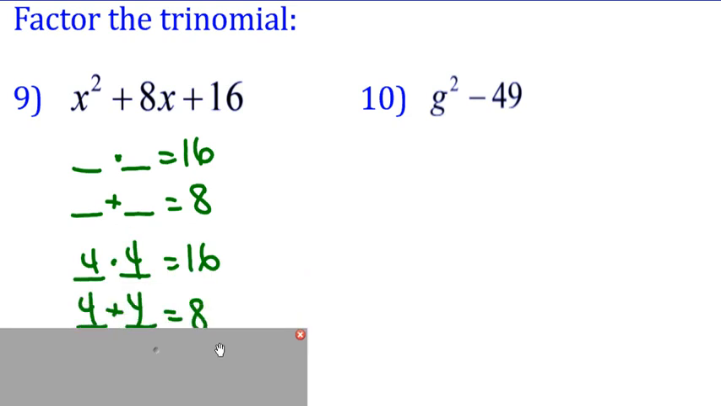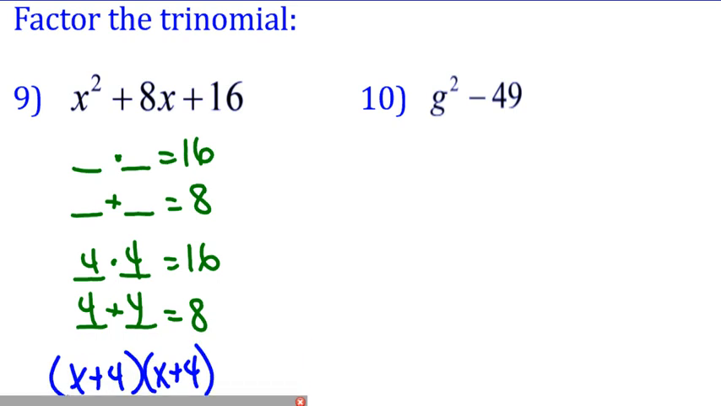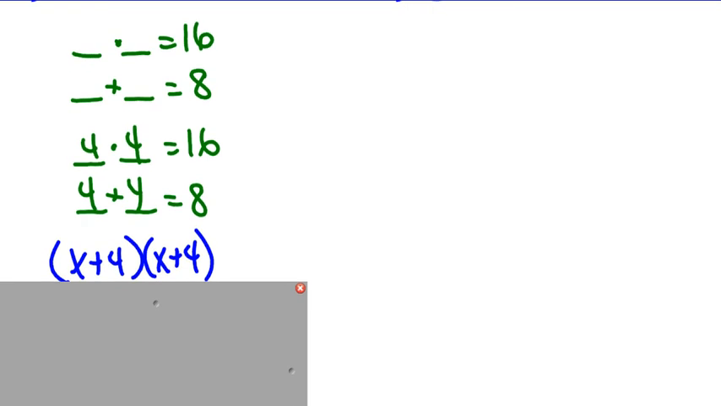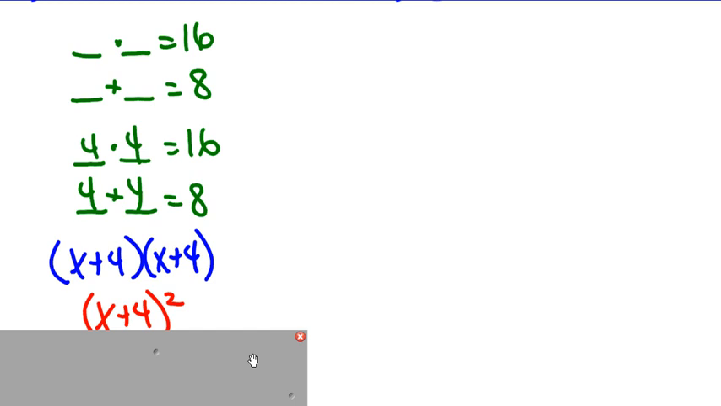So one of my factors would be x plus 4. The other factor would be x plus 4. But notice, both of those factors are the same. So another way that we could write the polynomial in factored form would be the quantity x plus 4 squared. Again, this is what we call a perfect square trinomial for the original polynomial, and it comes from a perfect square binomial.